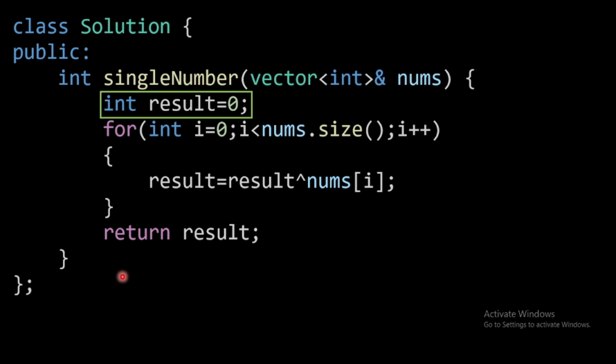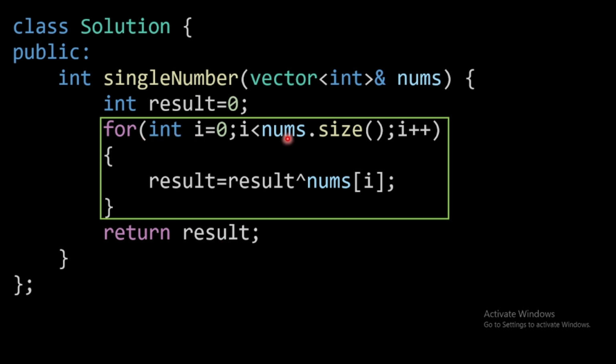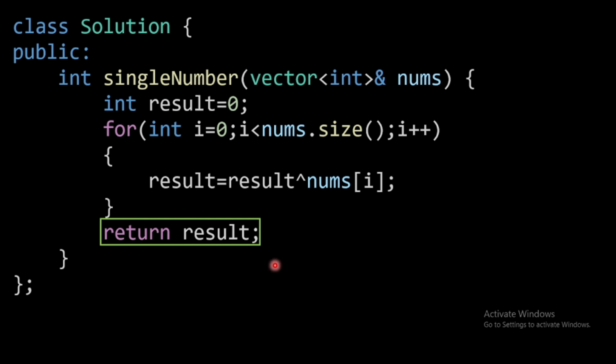Here, at first, I am taking an arbitrary variable named result and initializing it with 0. After that, I am traversing through the given nums vector or array, and each time I encounter an element in nums, I am modifying result by taking XOR with the corresponding nums element. After iterating through all of the numbers of the nums array, I will simply return the result, and this result will contain the single number. Now, how is it happening?